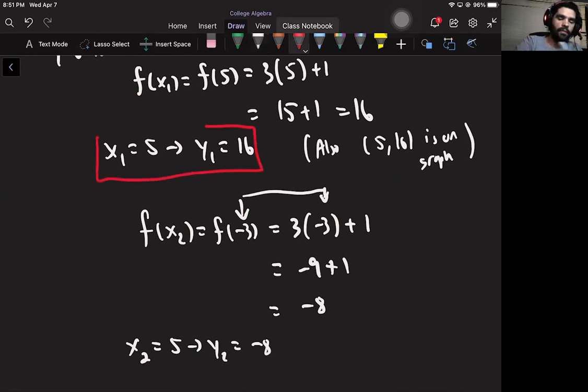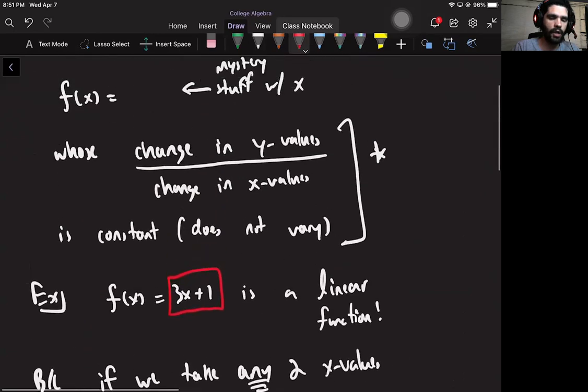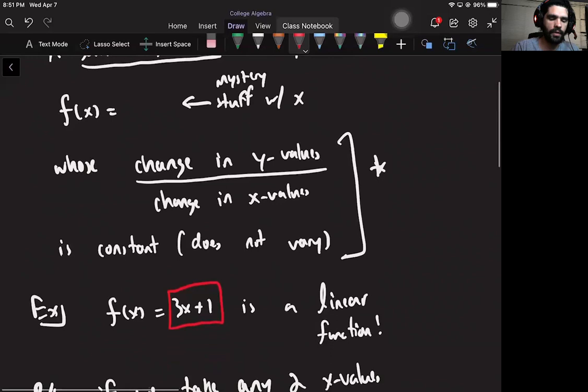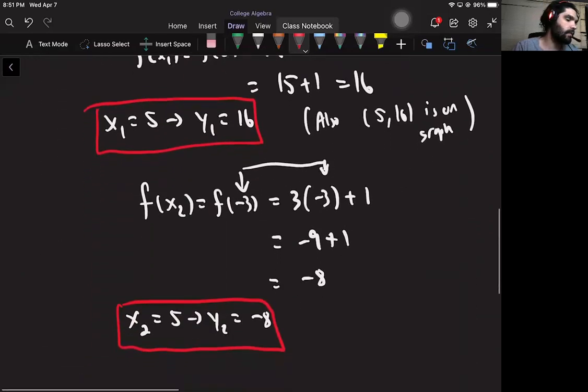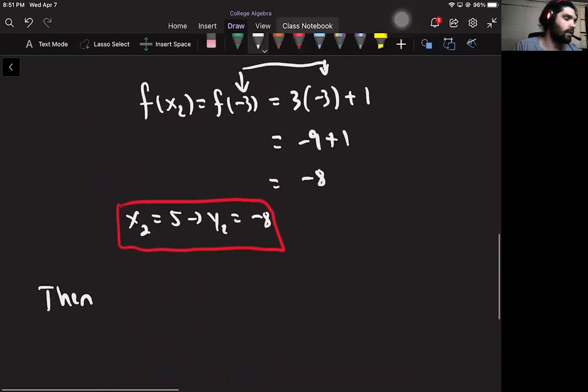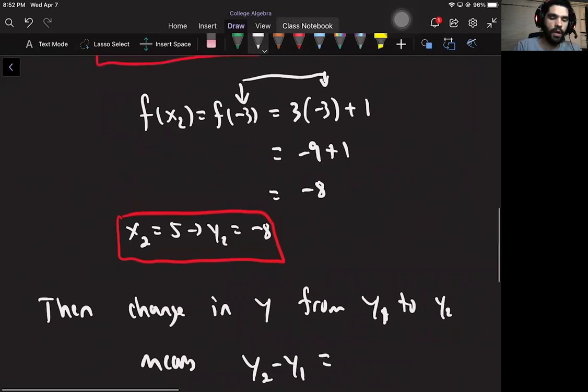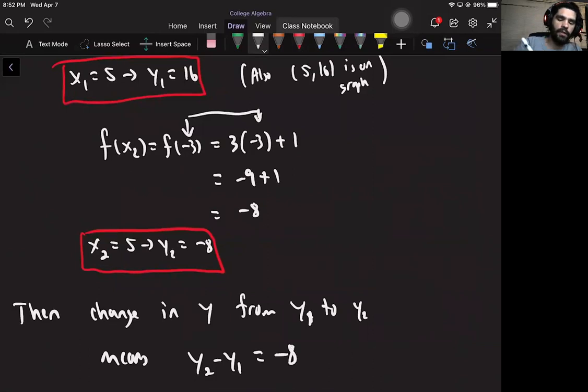So I have these four things, these two x values and these two y values. And the idea behind this linear property is that the change in y divided by the change in x will always be the same. So what is change in y? What does that really mean? Well, the change between two places is just how far you've gone, or the distance or the difference. So it's really just a subtraction of the two things. So the change in y from y1 to y2 just means y2 minus y1. So the change in y is just -8, because that's y2, minus 16, because that's y1.